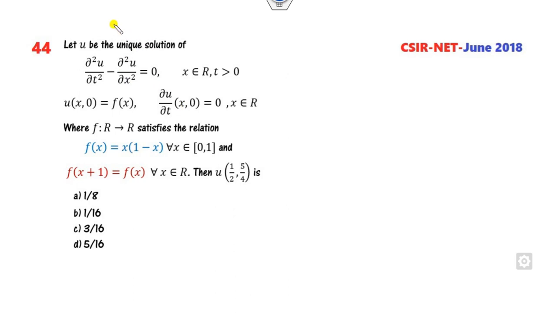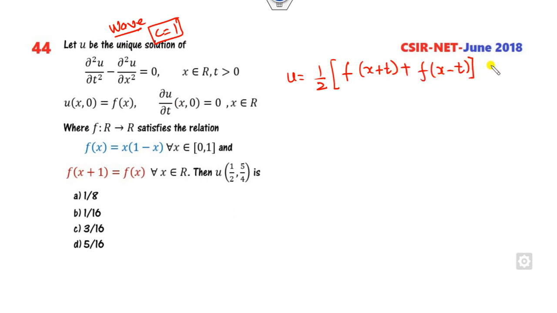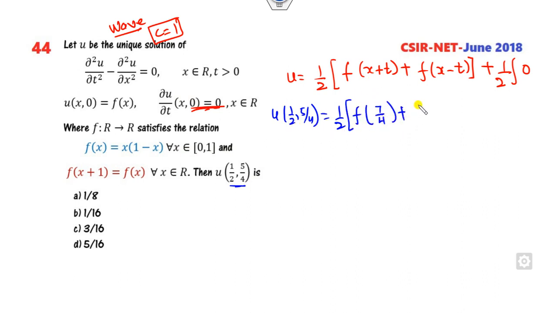Okay, again, what is that? This is the wave equation with c equal to 1. So my solution is half of f of x plus ct plus f of x minus ct, plus 1 over 2c integration of the 0, that's a partial derivative is 0 here. Then your target is to find the value at half, 5 by 4. So I can substitute here. What is x plus t? 7 by 4, f of 3 by 4.